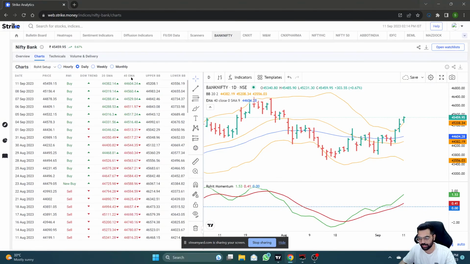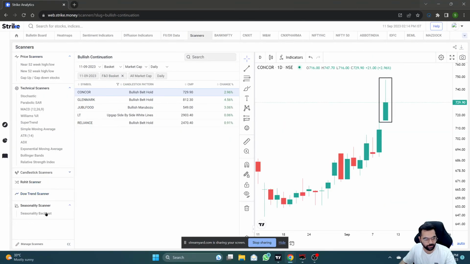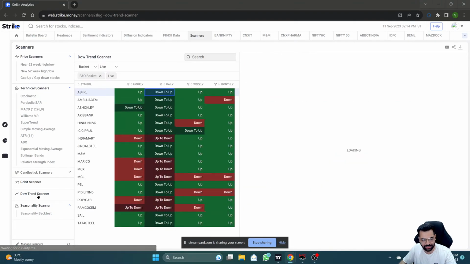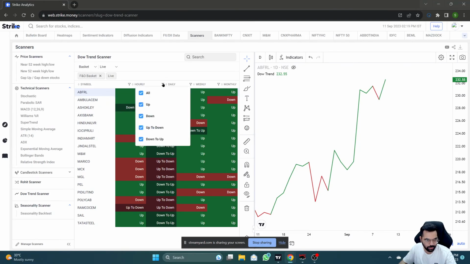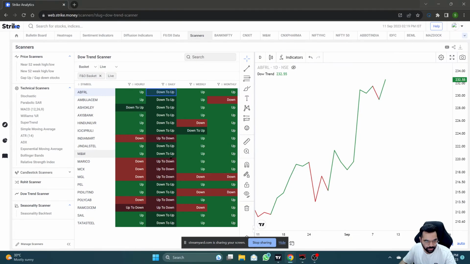Now, every trader has his own set of indicators that he uses to position size and all. So what I can do is I can have scans based on all four of these. So if I go back to scanners, I have a scan on Rohit, a momentum indicator, that is Rohit scanner. I have a Dow Trend Scan, which is trend changing up to down, down to up, and I have scans on SMA and EMA as well, right? So now that I am on the Dow Trend Scan, let's see if there are any new signals. So I've already selected down to up and up to down here.